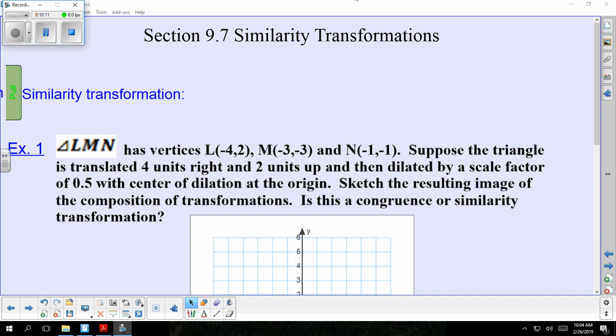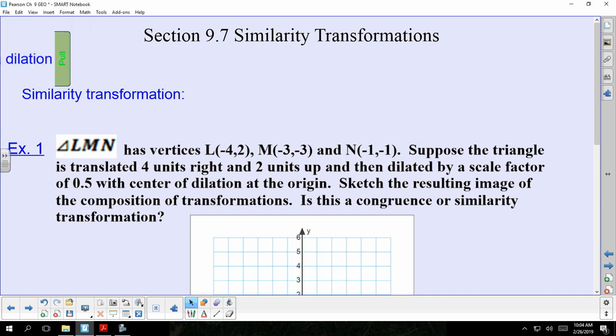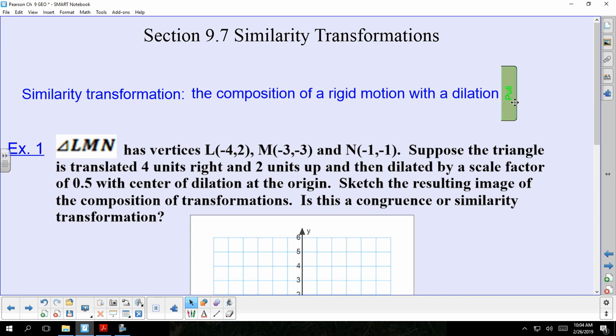So a similarity transformation is just a composition of a rigid motion with a dilation. So if I have a dilation with a translation, or a dilation with a rotation, or a dilation with a reflection, these are similarity transformations. And I can prove figures are similar through a series of transformations, as long as one of them is a dilation.